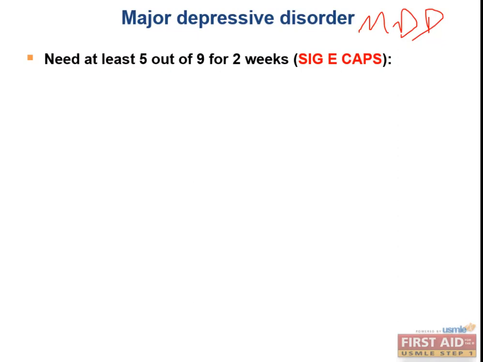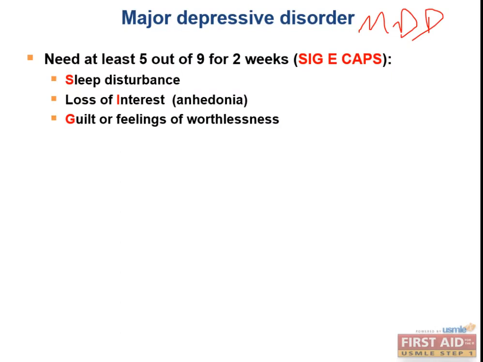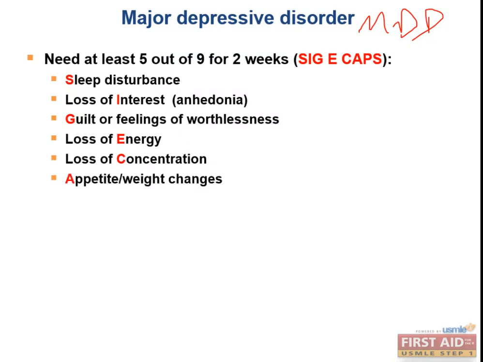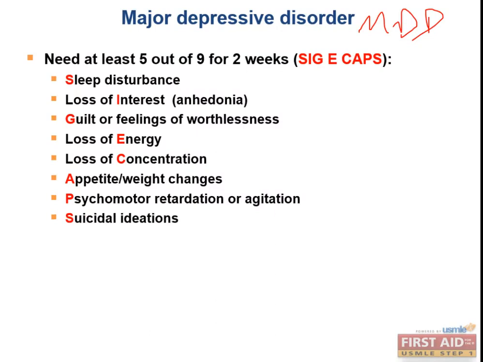to 12 months. Now, the criteria for diagnosis can be remembered with the mnemonic SIGECAPS, which stands for sleep disturbance, loss of interest, also known as anhedonia, guilt or feelings of worthlessness, loss of energy, loss of concentration, appetite and weight changes, psychomotor retardation or agitation, and by retardation here we mean slowing down, suicidal ideations, and while it's not included in the mnemonic, a depressed mood.